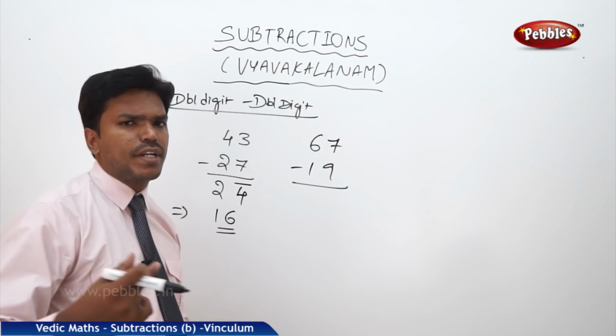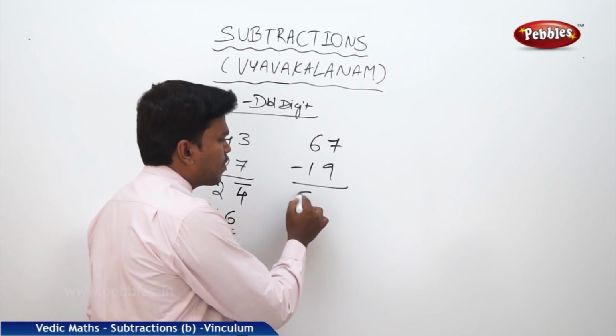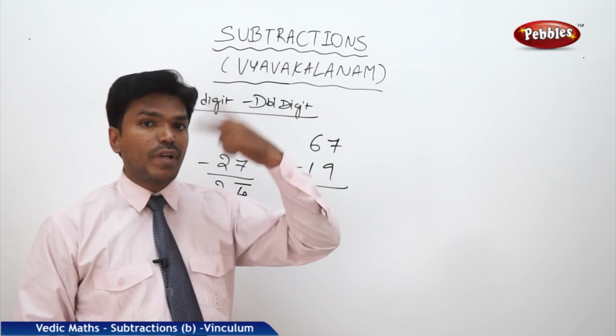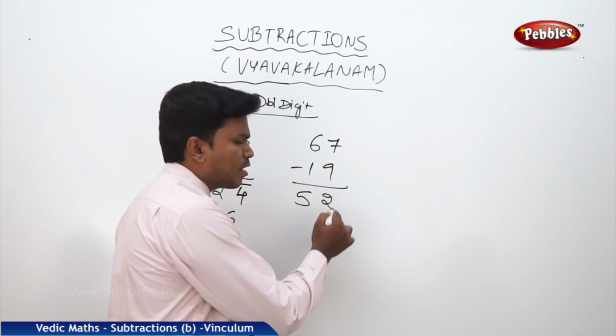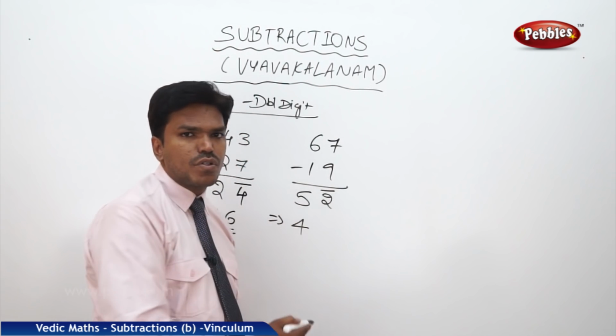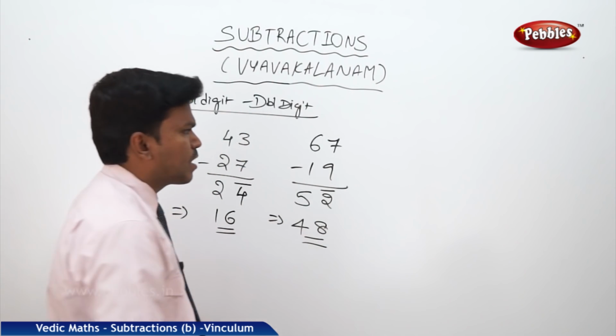One more example. Suppose 67 minus 19. In the same way, we will do it a little faster this time. What is 6 minus 1? 5. Yes, we will write 5 here. Now 7 minus 9, not possible. So do 9 minus 7. How much will we get? 2, but with a bar on it. So 5 becomes 4. Now the complement of 2 is 8. So what is our answer? 48.